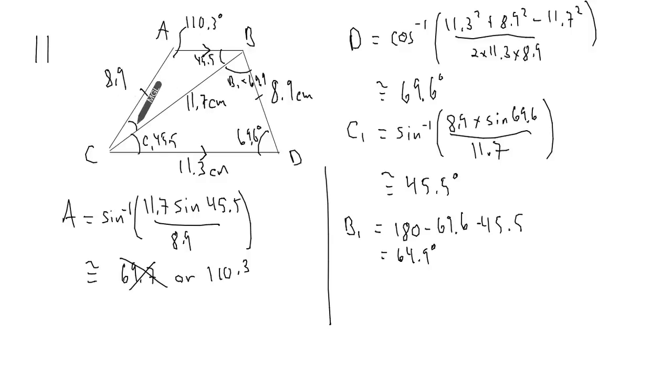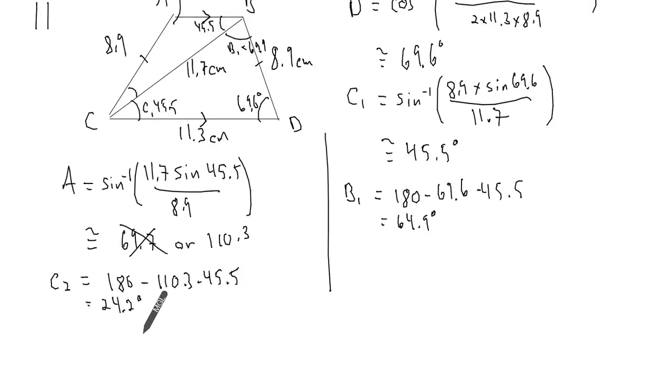So this angle down here, which I'll call C2, will be equal to 180 minus 110.3 minus 45.5, which equals 4.2 degrees. So let's put this all together now.